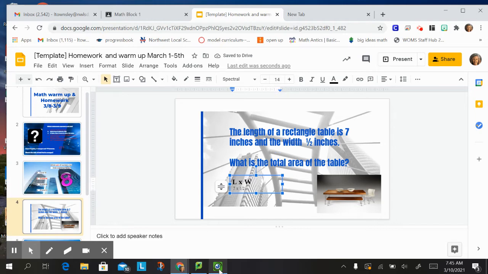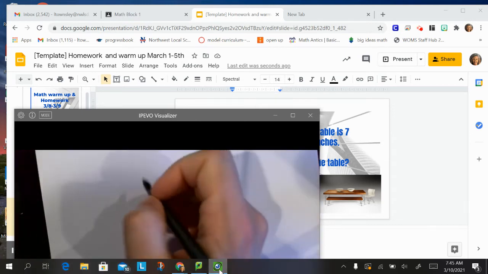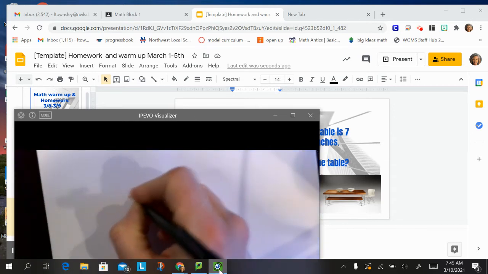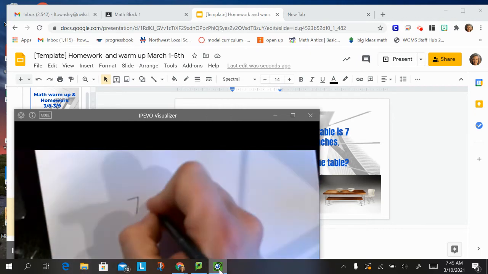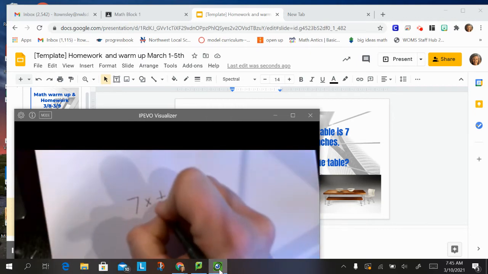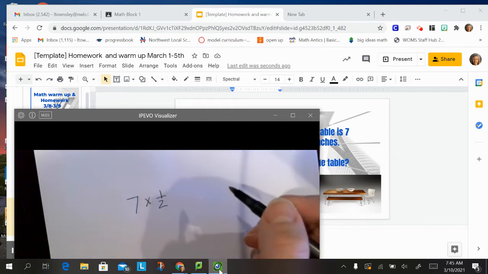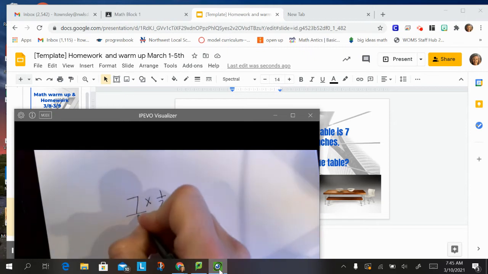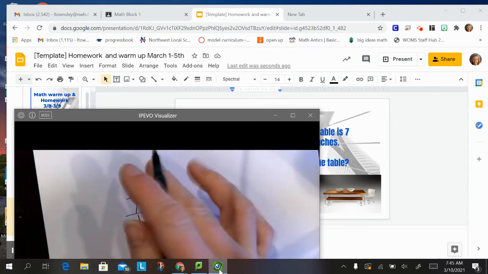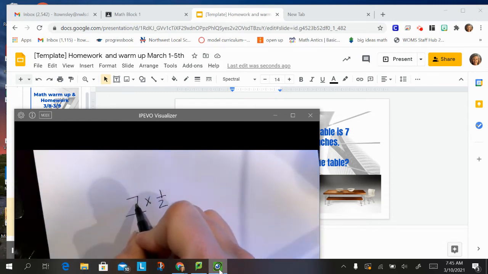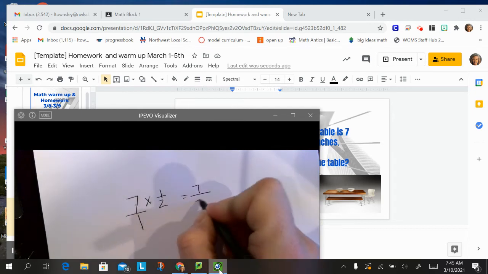And I'll go ahead and move you over to my screen here. All right, take a look at this. If I have 7 times 1/2, you can do this. All right? You just have to remember that every whole number has got to stand on some 1. Okay? Every whole number stands on some 1. And then when you multiply across, you take your numerator, 7 times 1 equals 7. And then 1 times 2 is 2.